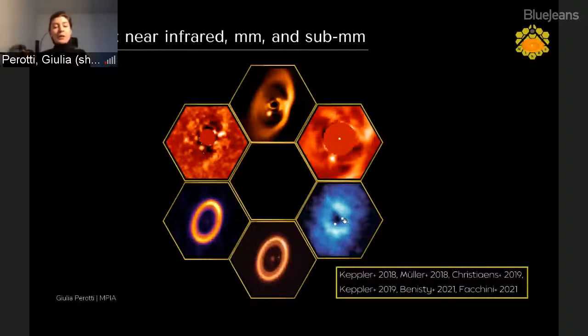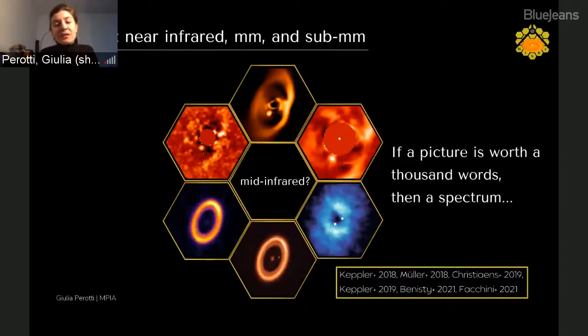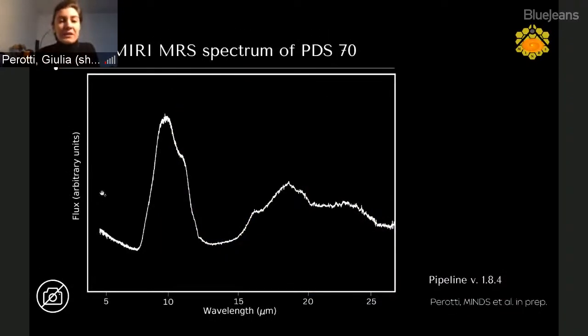Until now we've been missing an important hexagon in the study of the system, namely the study of PDS-70 in the mid-infrared at high resolution. In this talk, I will populate this hexagon, but not with a pretty picture, instead with a spectrum. And this is great because if a picture is worth 1,000 words, then a spectrum gives us more information, because each transition tells us about the physical processes occurring in this system.